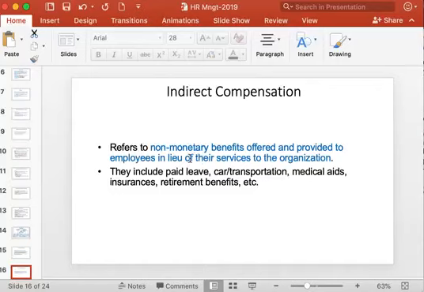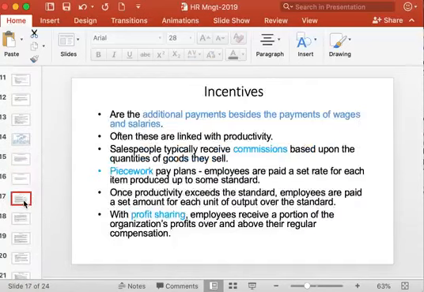Indirect compensation refers to non-monetary benefits offered and provided to employees in lieu of their services to the organization. They include paid leave, car, transportation, medical aids, insurance, retirement benefit, etc. Incentives are the additional payments besides the payment of wages and salaries. These are often linked with productivity.